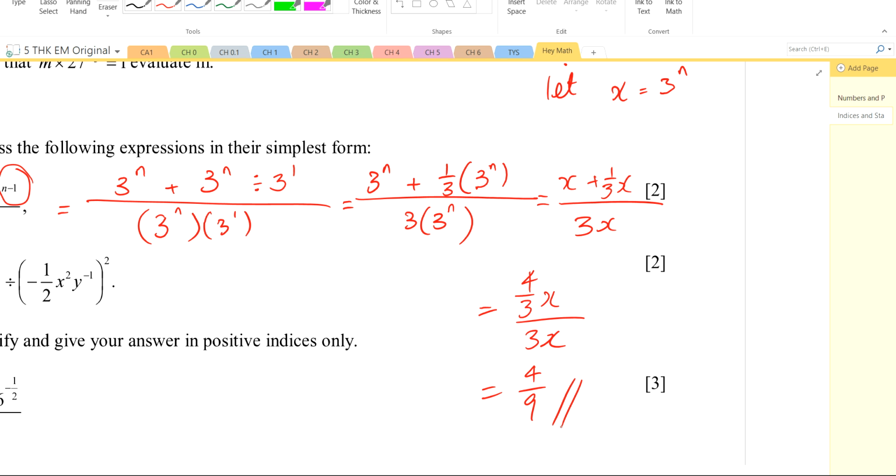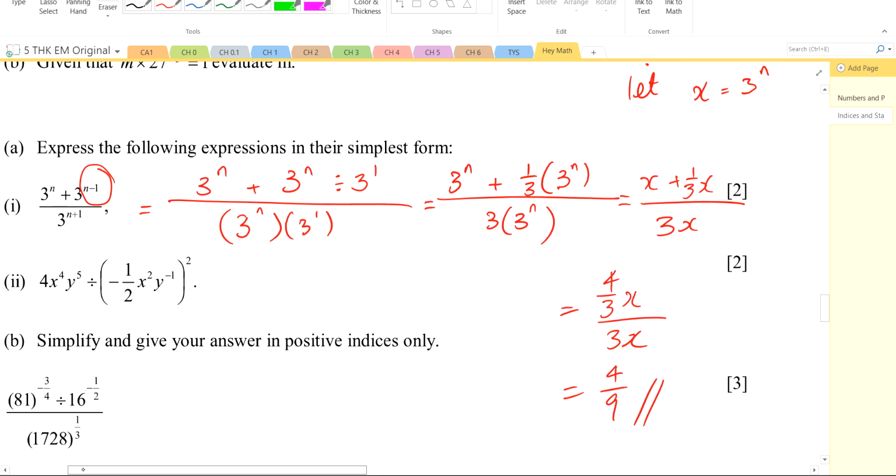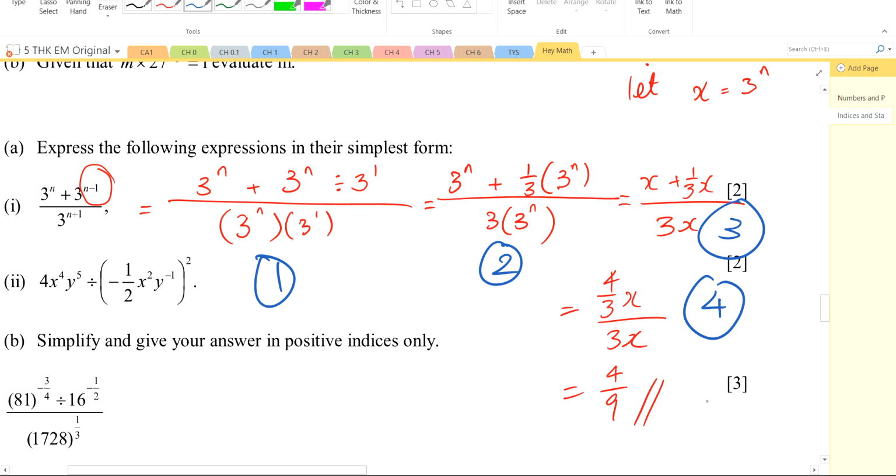Which part don't you understand? Step number 1, 2, 3, 4, or 5? 3, 4. So 3, huh?